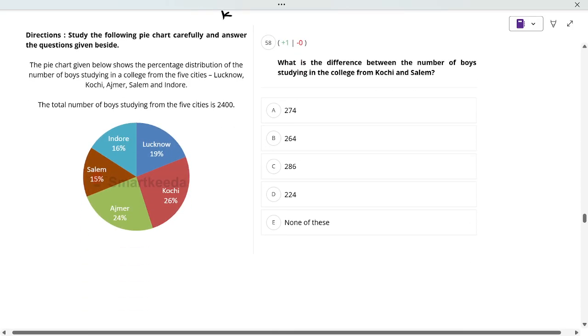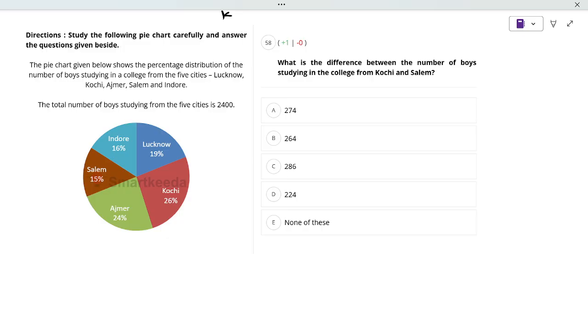Next one is from data interpretation. Definitely we have 5 questions here. So this data interpretation is from a pie chart and in terms of percentage. So as per the question, we have 5 cities: Lucknow, Kochi, right, and so on. Now the total number of students is given. Okay, now let's do the sub questions right away.